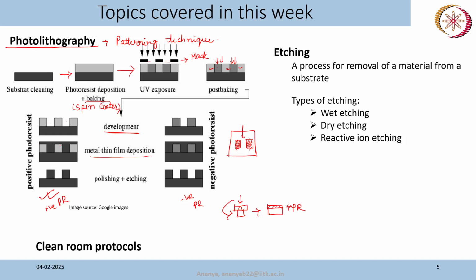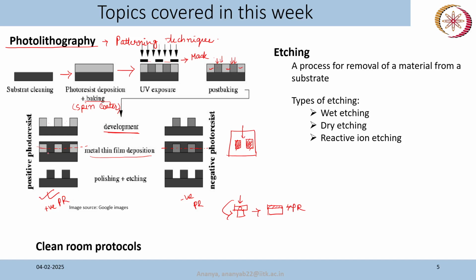So you get a uniform metal layer on top of your substrate plus photoresist. This is for negative photoresist. Now what you do is a polishing. It can be a chemical or a physical polishing, so that you first make a certain level. Say you remove this part using some polishing technique, physical or mechanical, or physical or chemical.